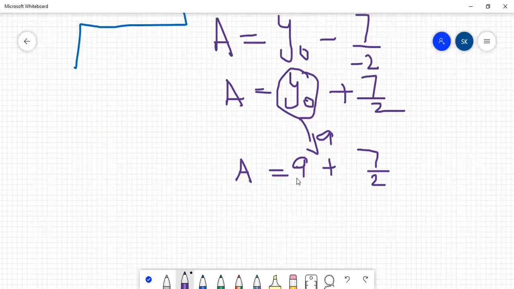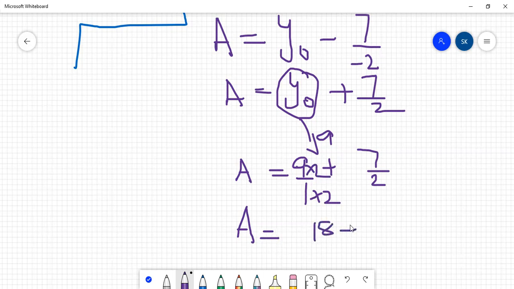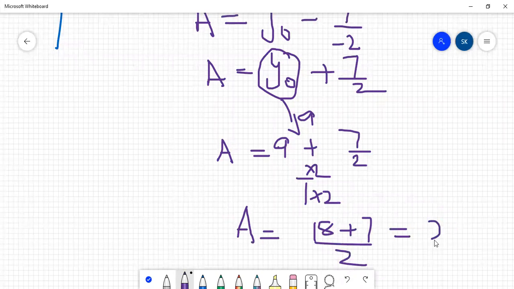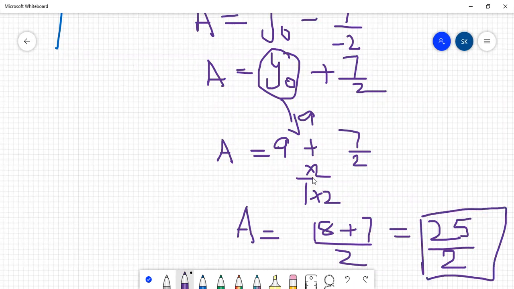Therefore, 9, we have 1 over here, 1, 2 are 2. So A is equal to, we will take an LCM. If we want a 2 over here, we multiply this with 2 and we multiply this also with 2. We get the value of A to be equal to 18 plus 7 divided by 2, which becomes 25 by 2. So we have got the value of A as well. In order to definitize our general solution, we will substitute this value of A into our general solution and we can get the definite solution in the simplest way.